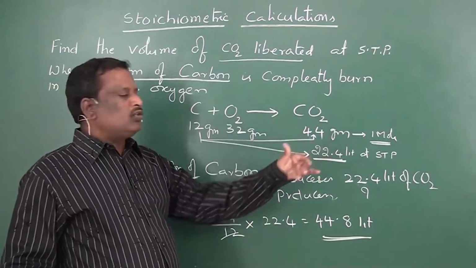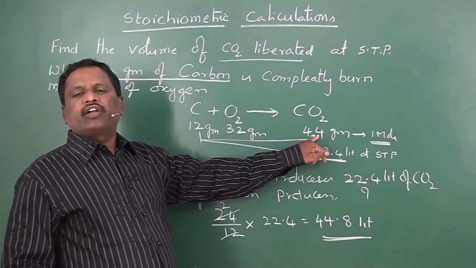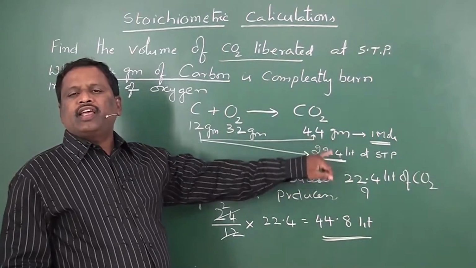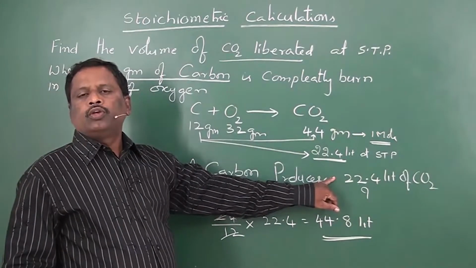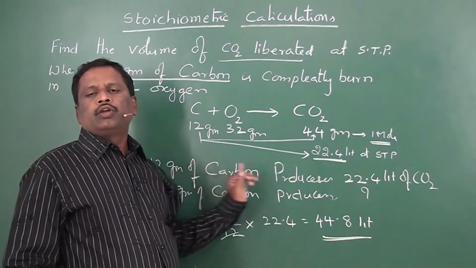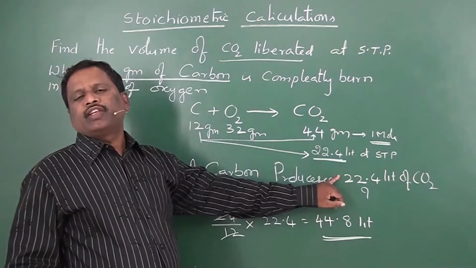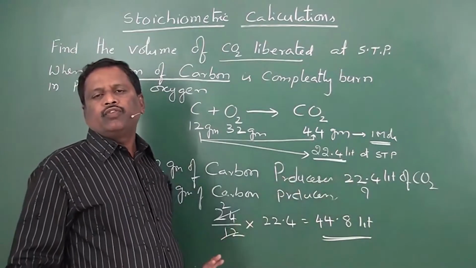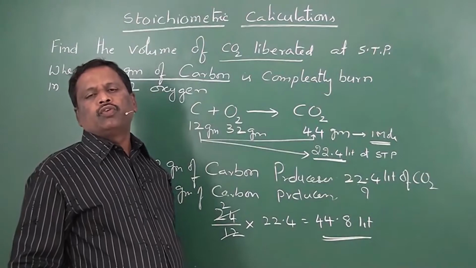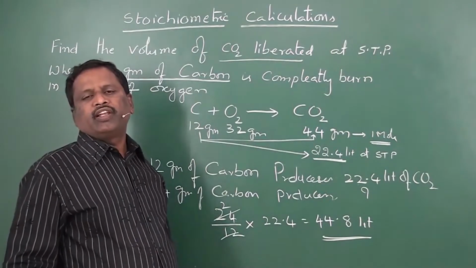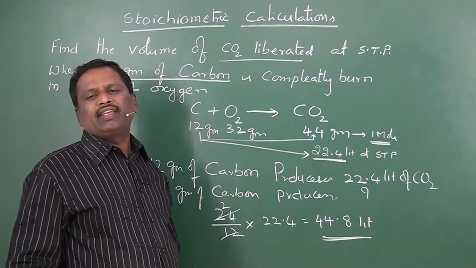They ask us the amount, that's why we took 44. Here they are asking the volume, that's why we are taking 22.4. So from 12 grams of carbon, 22.4 liters of CO2 at STP is liberated. Then 24 grams, how much? 24 by 12 into 22.4. So it will be 44.8 liters of CO2 at STP.